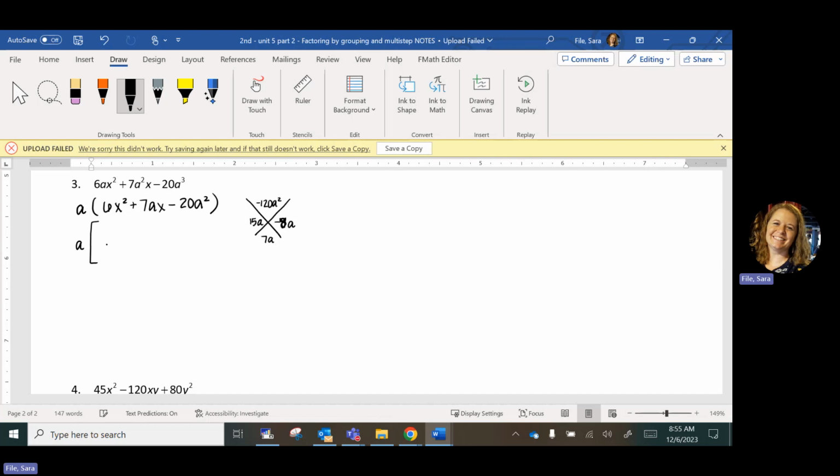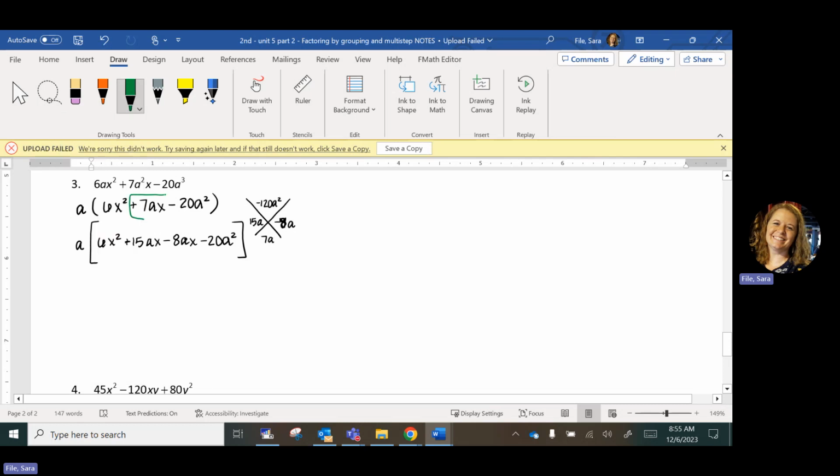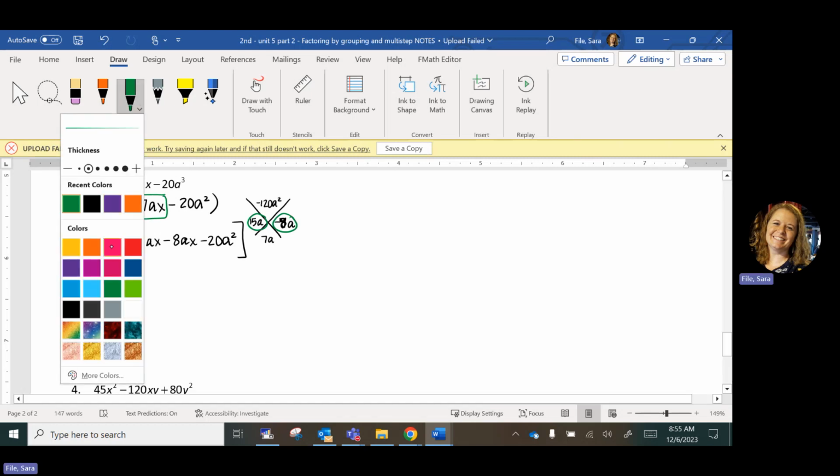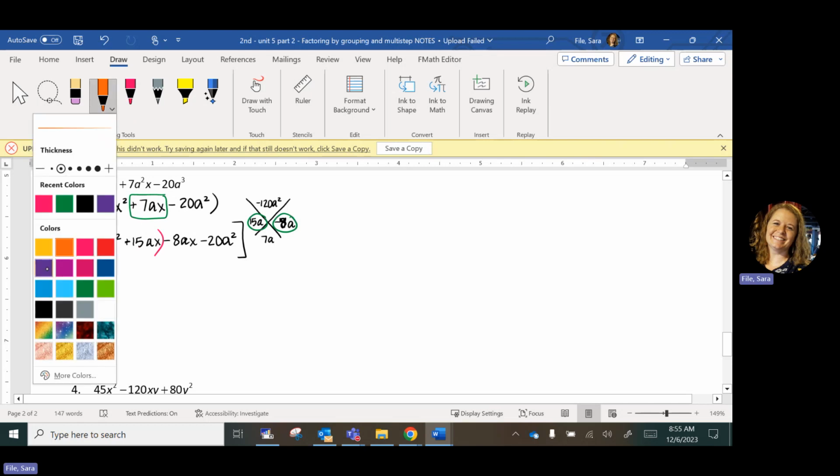That A in front didn't go anywhere. First term stays as is. Now I'm replacing 7ax with 15ax and minus 8ax. And the last term doesn't change. So again, this is the substitution I made right here. Now I can do grouping. Or if you prefer box method at this point, you could do box method.